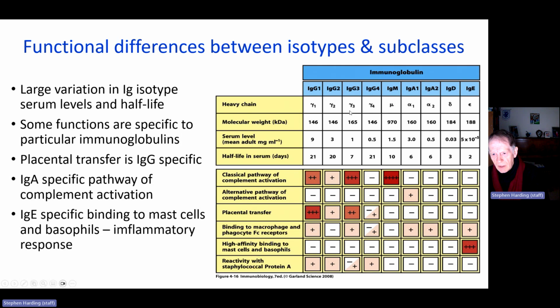And because of its longer hinge region, IgG3 has a much shorter half-life compared to the other G subclasses. And this can be important, for example, when designing monoclonal based therapies using IgG, in choosing the appropriate IgG subclass.